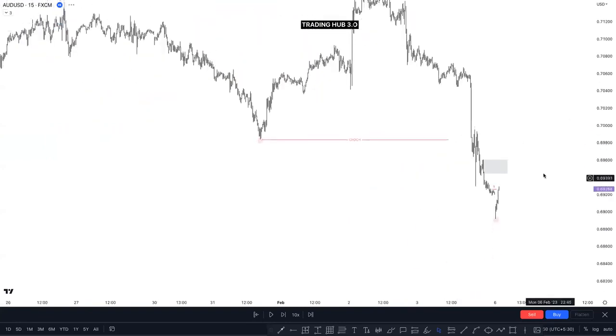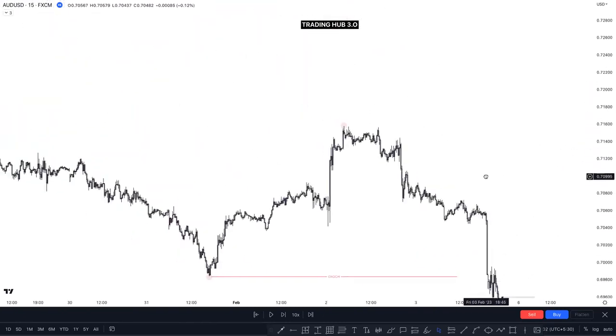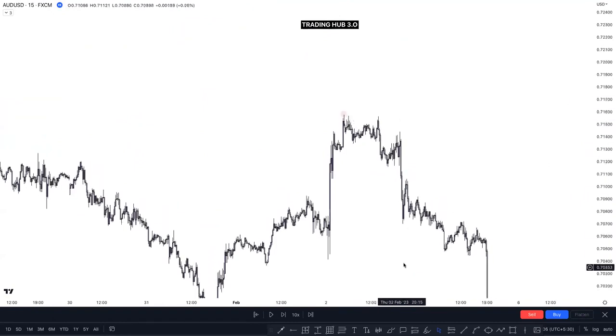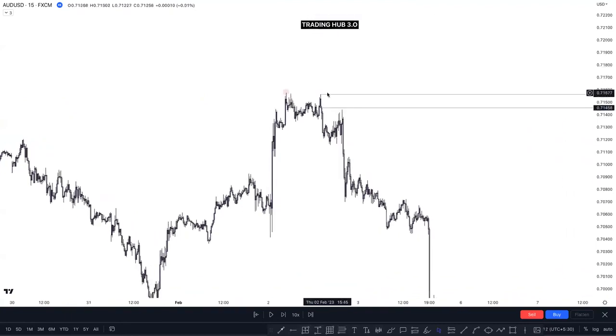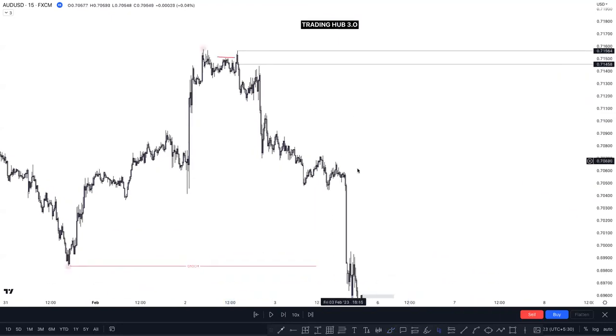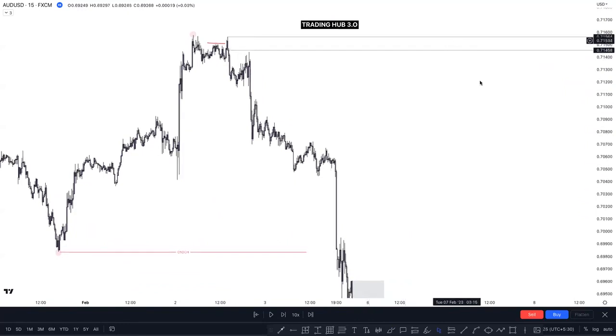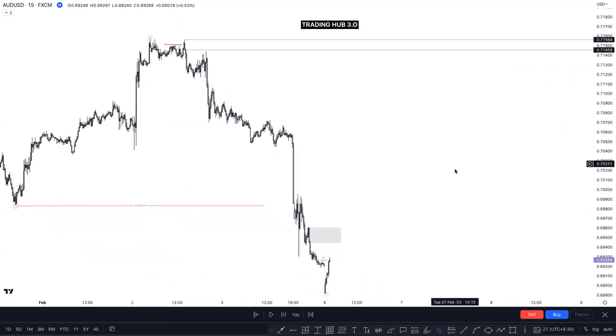And where is our next POI? In this case, you have to identify where our next unmitigated order block is. Look at the extreme structure here. This one, right? This is our next unmitigated order block, because the previous structure took out the liquidity, and this is our extreme order block. So in future, the market can mitigate this one, and then we can sell here.